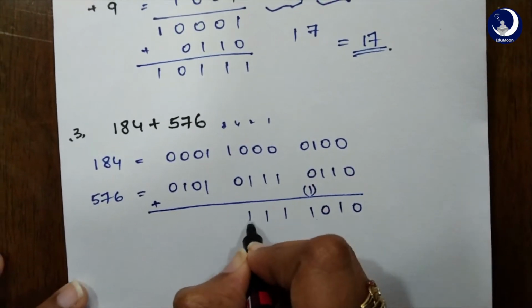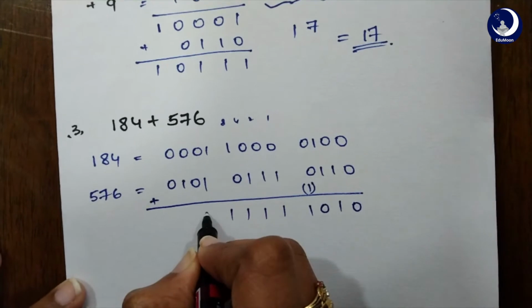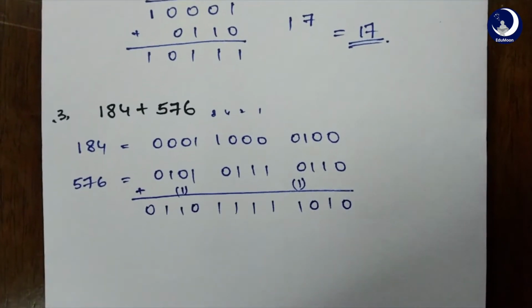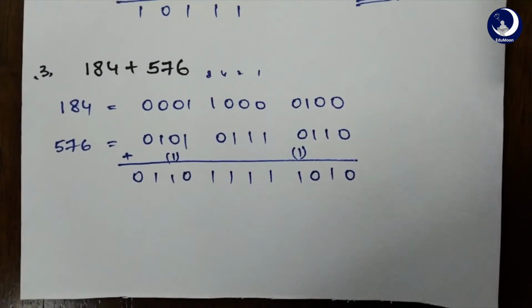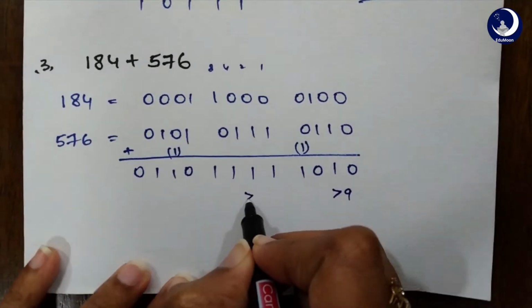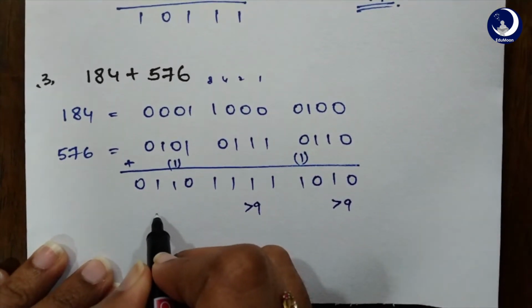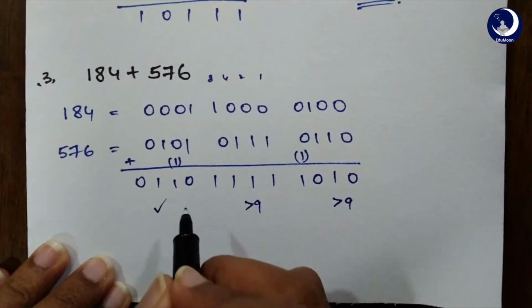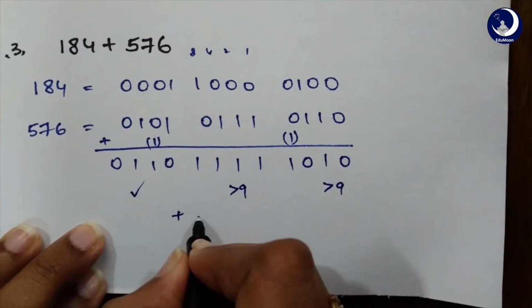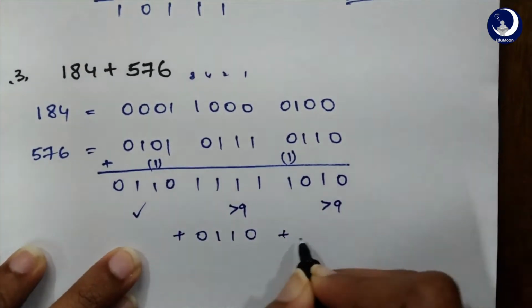Okay, 1, 1, 1 and 1. 1 plus 1 is a 0 with a carry 1. And here it's 1, here it's 1, here it's 0. Now we need to find whether these values are greater than 9 or not. This set is greater than 9. Now this set is also greater than 9. This set is only lesser than 9, so this one is okay. These two are not at all considerable for a BCD. So now we will add 6 to these two numbers only.